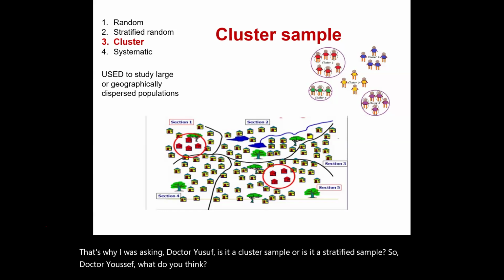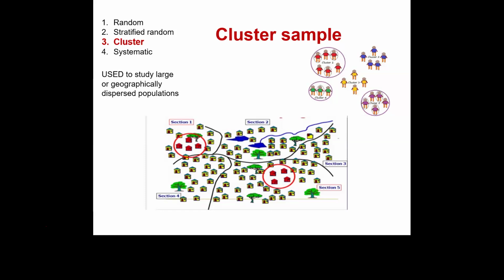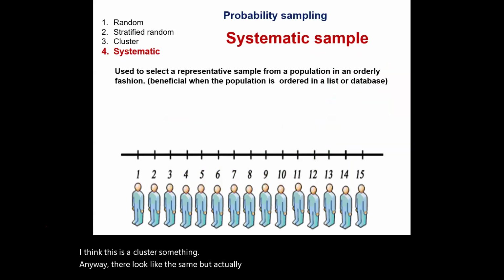As I mentioned, Prof, we classified or we have chosen 3 states out of around 15 states. And within these 3 states, randomly, we selected a city within the 3 states. So I might go for a stratified sampling. I think this is a cluster sampling. So anyway, they look like the same, but actually cluster is more applicable to your study.